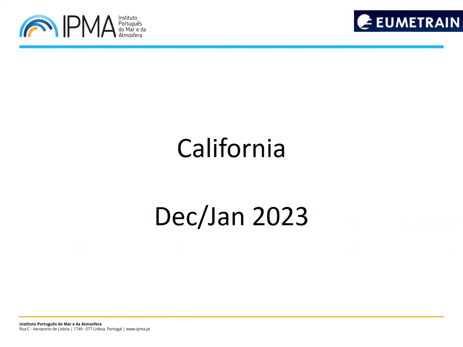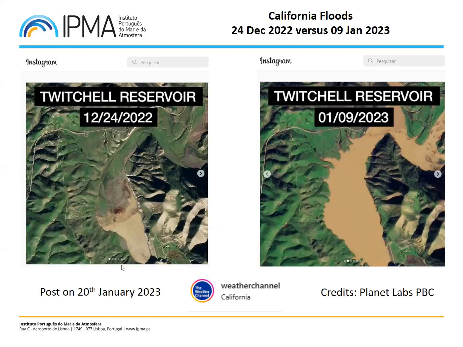because it was not just in Europe that we had these floodings. California also experienced this since the end of December to the beginning of January. I just share with you a post from the Weather Channel on the 20th of January with these two images. I'm not sure if you've seen these or not on Instagram. With the change between the 24th of December and the 9th of January, you can see these big areas here that got flooded. And so this is just to really highlight that this issue is clearly worldwide. It's a worldwide problem.